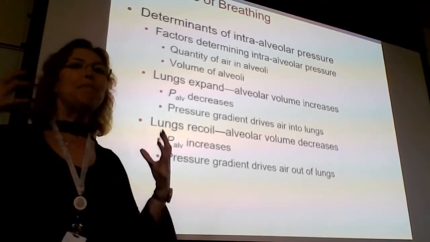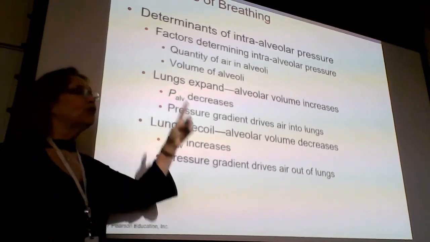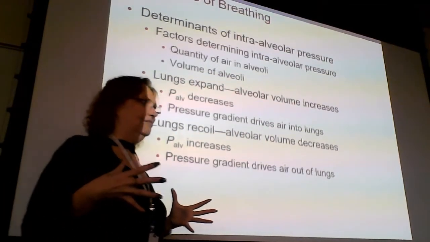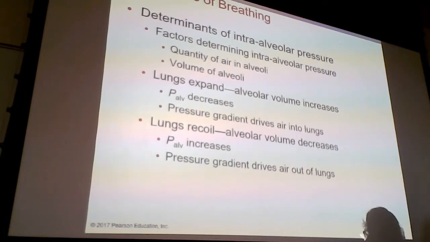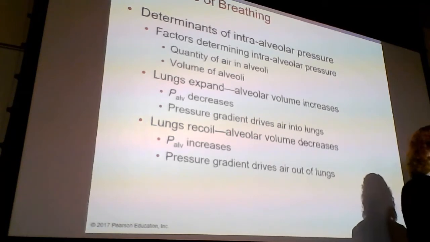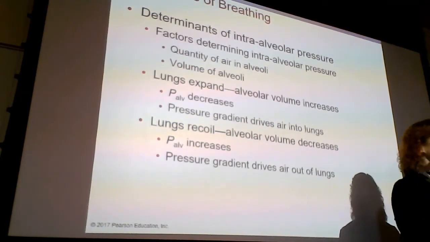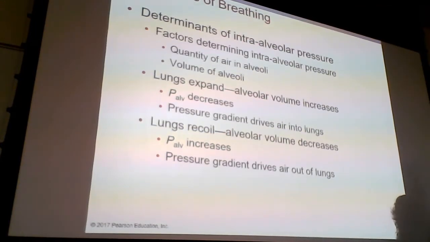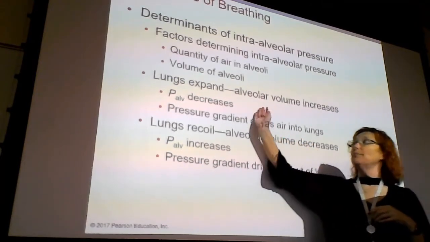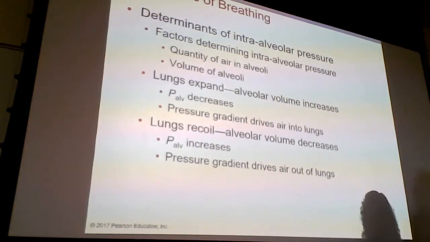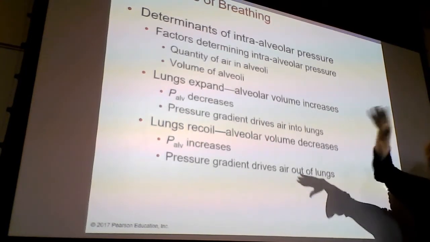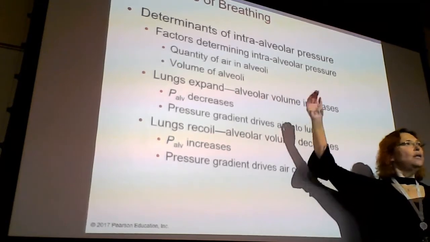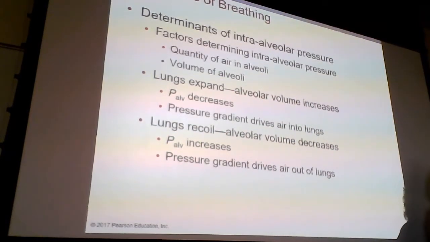The lungs expand as our alveolar volume increases. Because remember in my picture I showed a single alveolus, but there are hundreds of thousands of alveoli in each lung. So as the volume of each one alveolus increases, the pressure in each one alveolus decreases, which means that the pressure inside my entire lung decreases. And now because the intra-alveolar pressure is less than atmospheric pressure, air goes down its pressure gradient from high in the atmosphere to lower in the lungs. And that's how we have air enter the lungs.